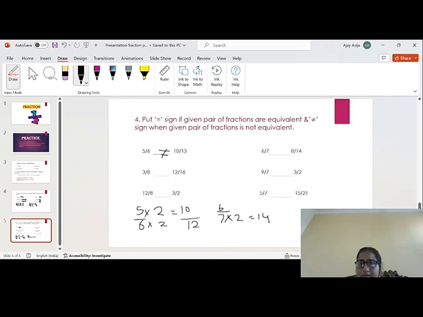Similar operation we will do with the numerator. So 6 into 2 will be 12. So we find 6 by 7 is equivalent to 12 by 14, not to 8 by 14. So here we will put the not equal to sign. Let's move to the third part. Let's clear this to do the third part.